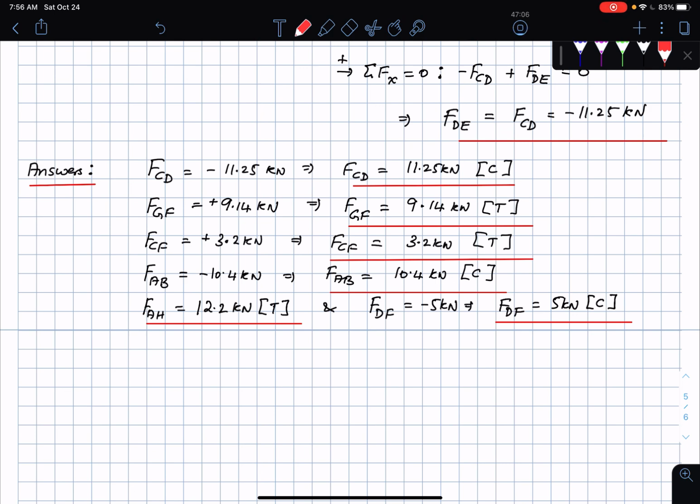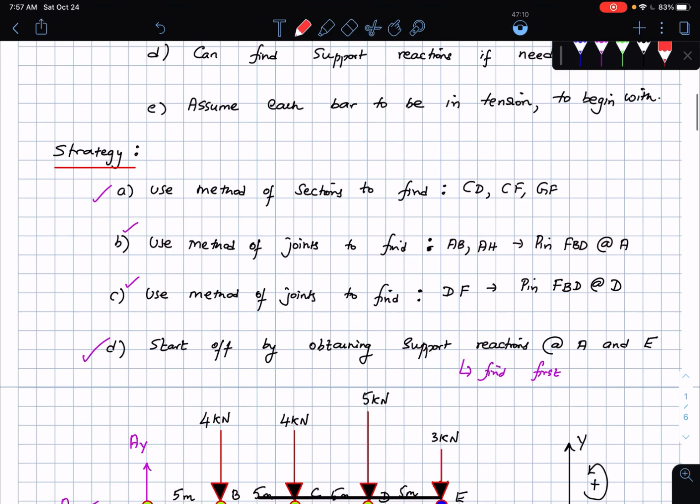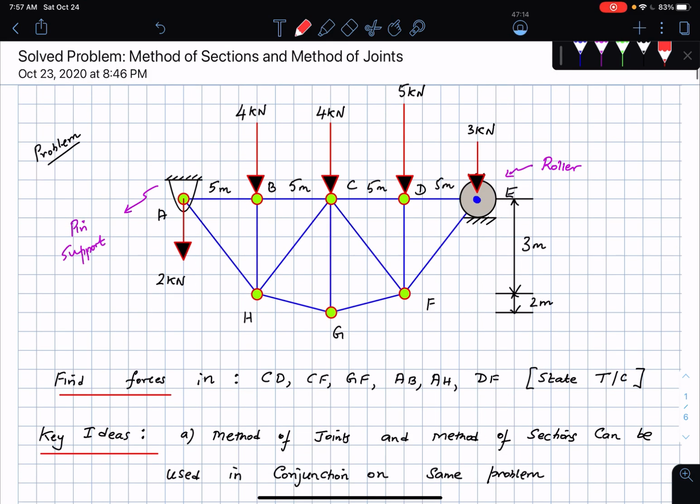All right, so this was a fantastic problem. Very briefly, let me go over the problem details once again. Here is the truss. I had a pin support and a roller. I needed to find the forces in the bars CD, CF, GF, then the bar AB, the bar AH, and the bar DF. My strategy was to use a combination of the method of joints and the method of sections.